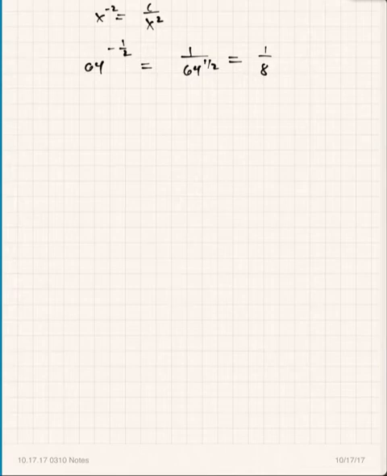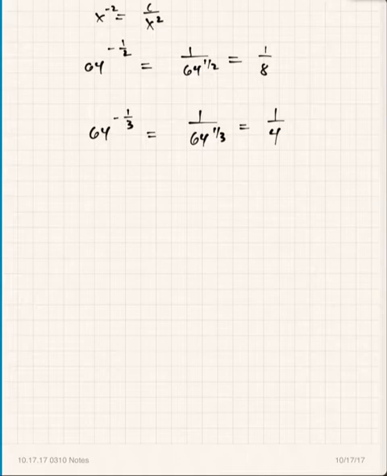Let's say we had 64 to the negative 1/3 power. So that would be 1 over 64 to the positive 1/3 power. Right? And so then that's the cube root of 64. And so that would be 4. So that's 1 over 4.